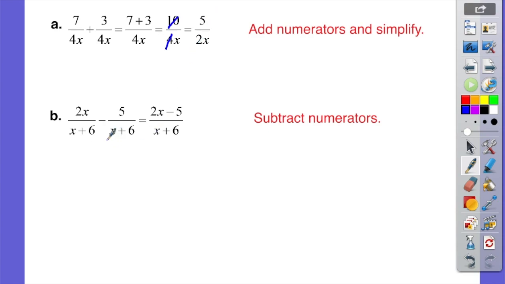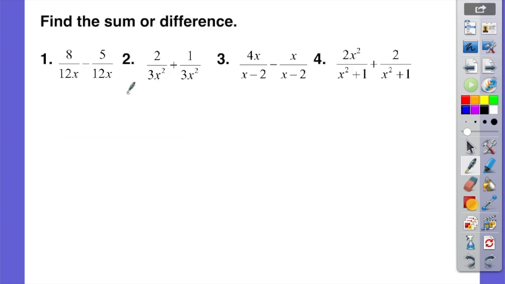Same thing here. Now, what you might want to do with the binomials, you might want to keep them trapped in parentheses. That way you will remember, especially if there's a binomial up here, you'll remember to distribute that negative if you need to. All right, let's do some.